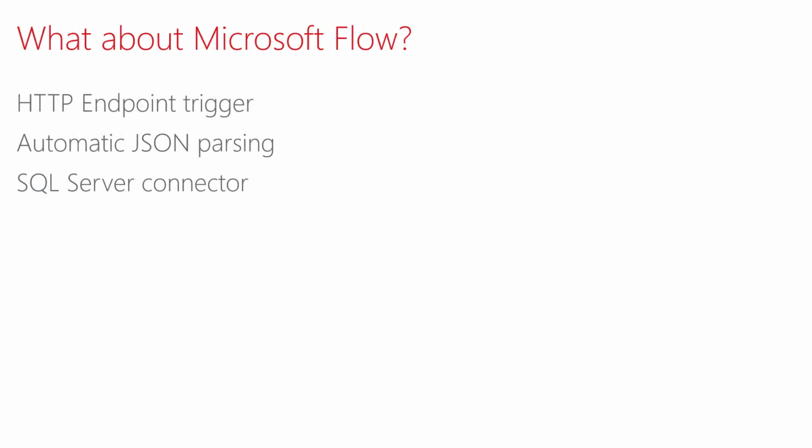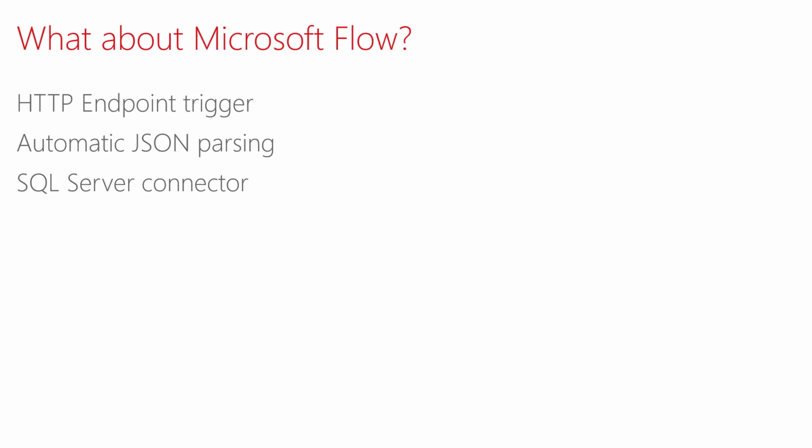Well, what about Microsoft Flow? And you may say, Flow? Why would I use Microsoft Flow to build a web service API? Well, it turns out that Microsoft Flow has an HTTP endpoint trigger, and that's effectively a web service. It includes automatic JSON parsing. So you can receive a JSON payload, you can parse it, you can pull out the elements you need, and you can perform operations on those elements.